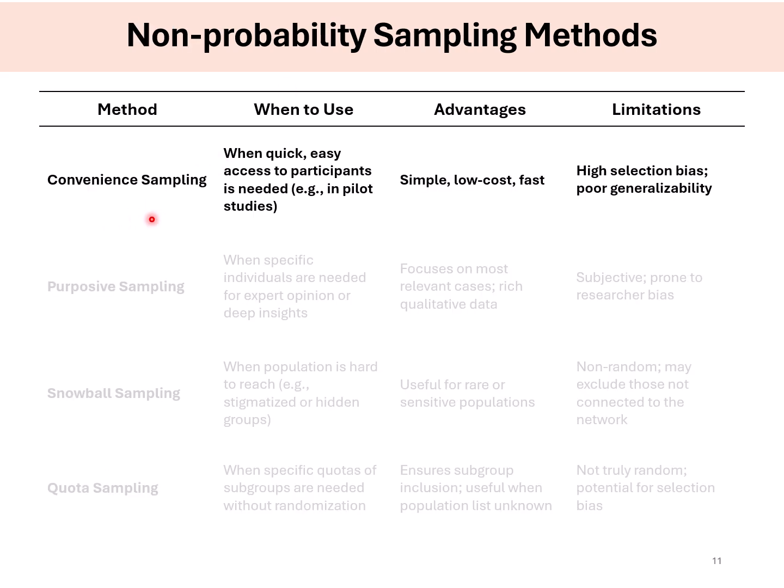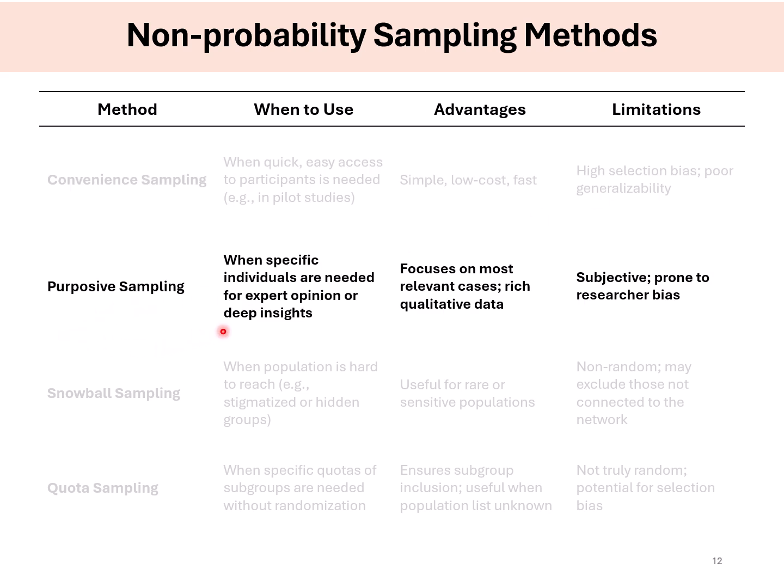Convenience sampling is a type of non-probability sampling. Usually time convenience and geographical convenience are taken, and it is quick, with easy access to participants. It's simple, low cost and fast, but there is high selection bias and poor generalizability.